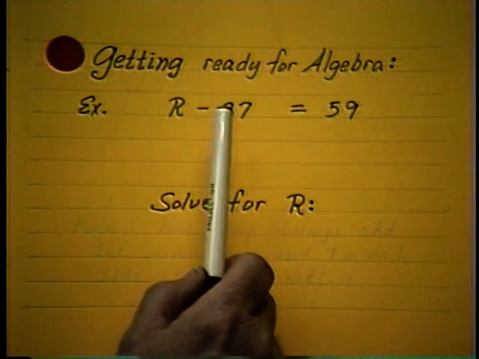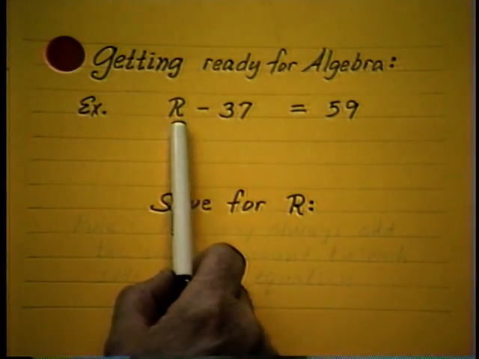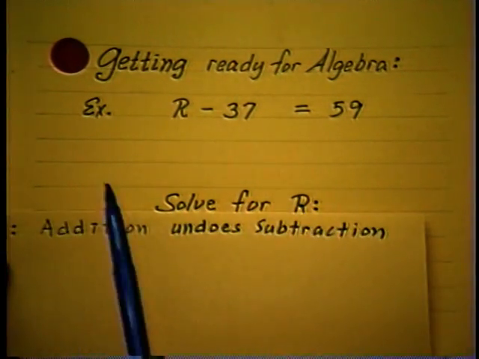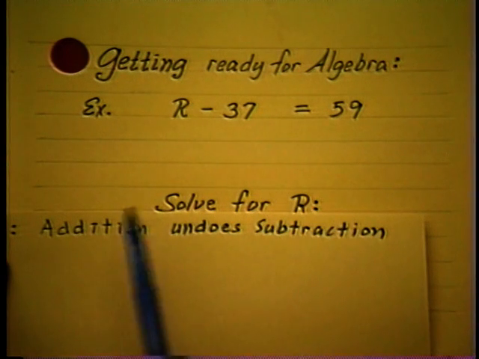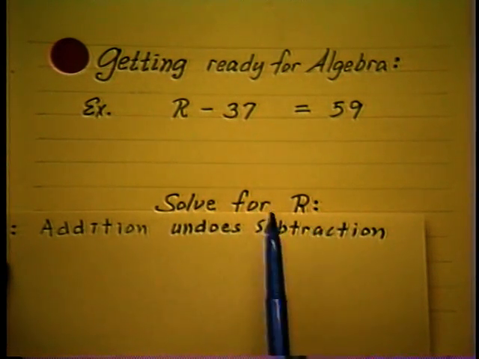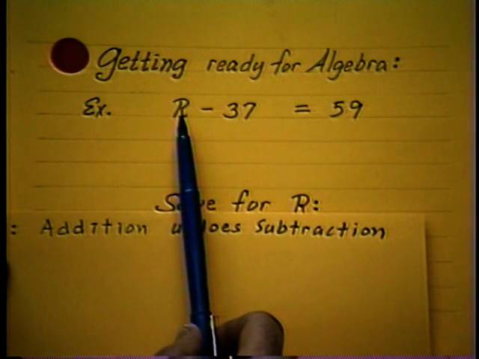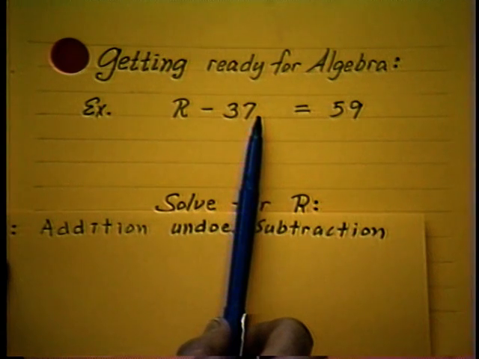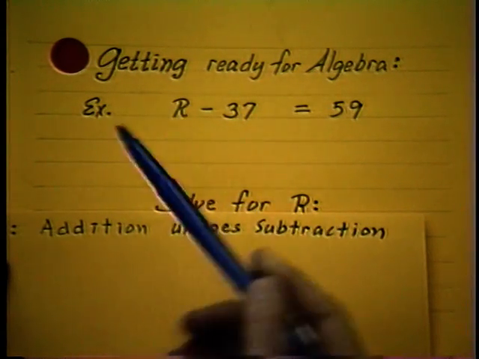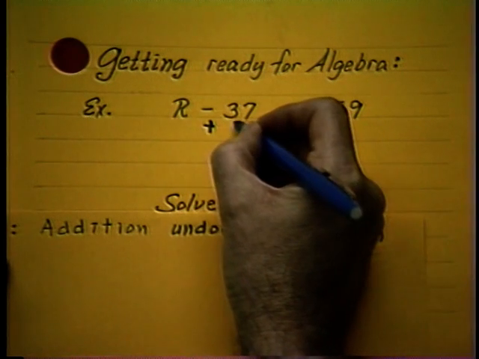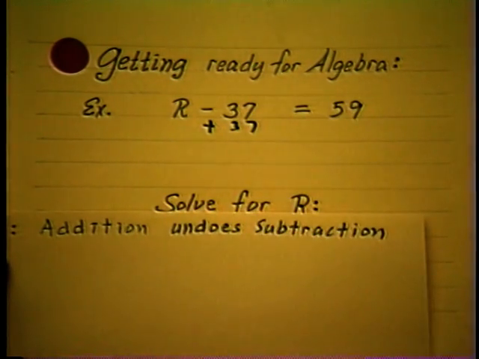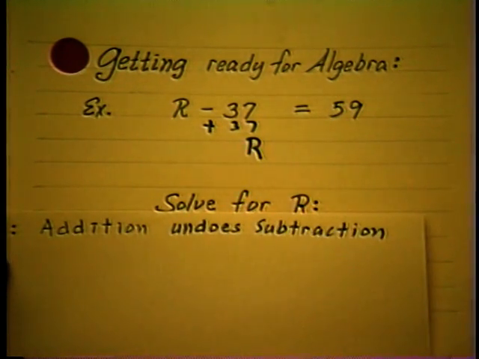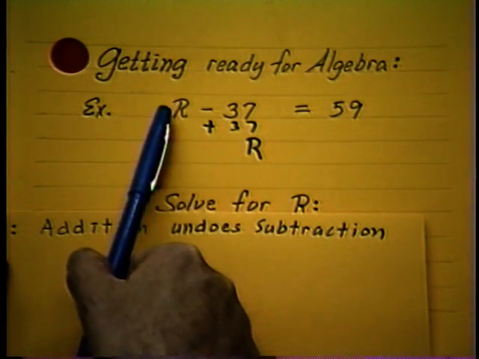Now, in this case, where you're subtracting a number from this unknown one, you simply have to remember this fact. It's a simple fact of numbers that addition undoes subtraction. Look upon R as the amount of money in your pocket. If I subtracted $37 from it, what would I have to do to have your pocket back to where it was at the beginning? Well, I would have to add $37 back into your pocket, and I'm right back to where you were in the beginning. We'll call that sum number R.